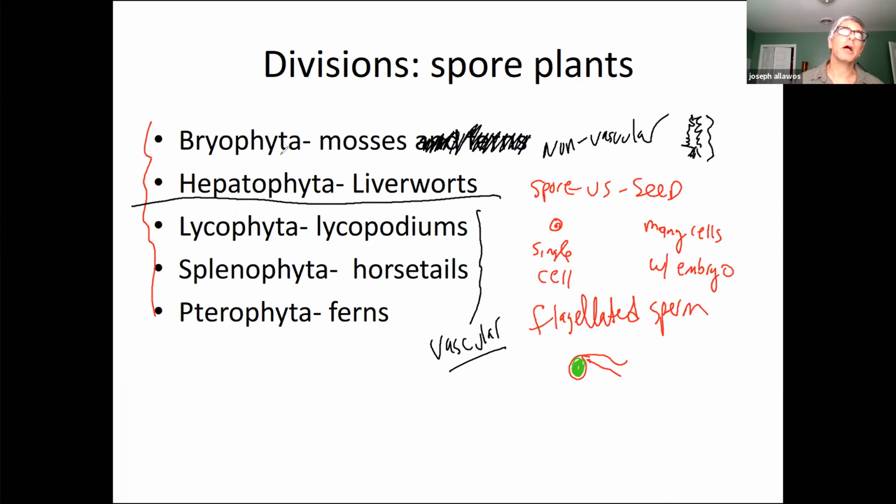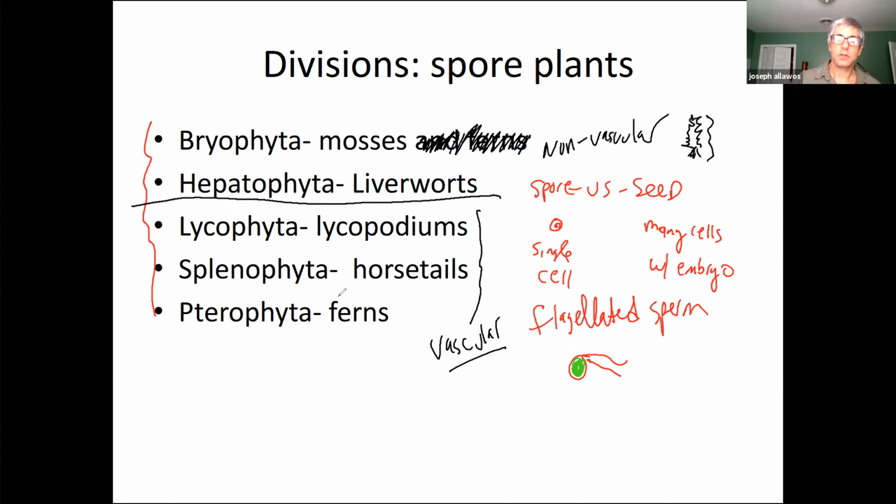So what do we have? We have the Bryophyta. Phyta means leaf, and so Bryophyta are the mosses. Hepato means liver. We'll talk about this name liverwort. Lycophyta are the lycopodiums. Splenophyta, the horsetails, and Pterophyta, the ferns.